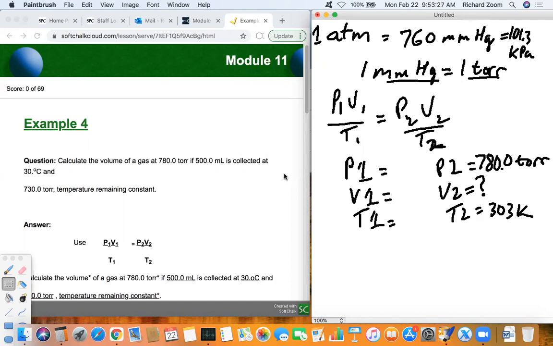Now the other part of this is it says collected at that, and it's collected if, let's see, 500.0 mils is collected at 30 degrees Celsius. Temperature remaining constant. I probably should have not put that there yet, but it turns out they're the same anyway because the temperature is constant. So the rest of it, we've got 500.0 mils, and again it's collected at 730.0 torr.